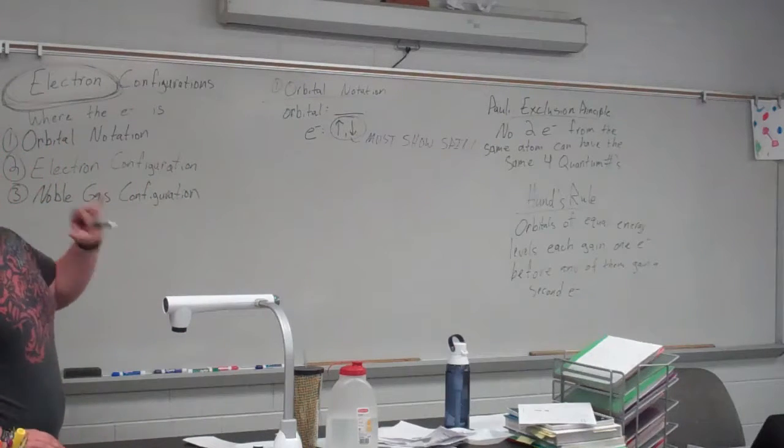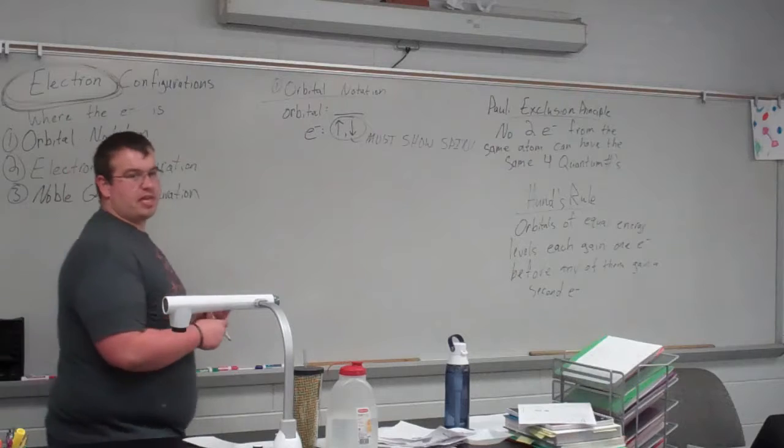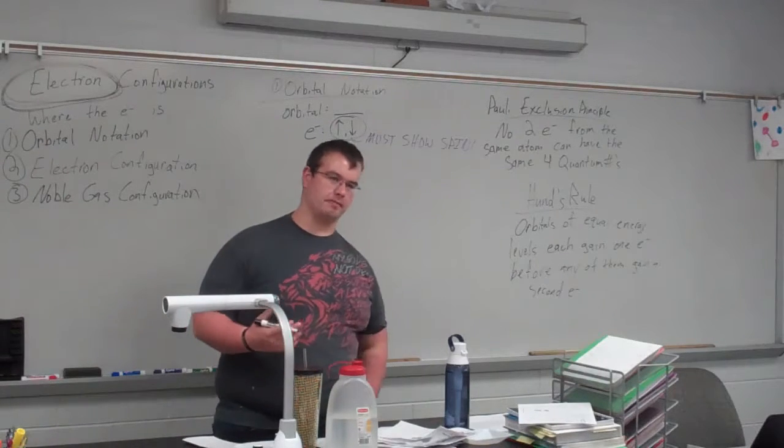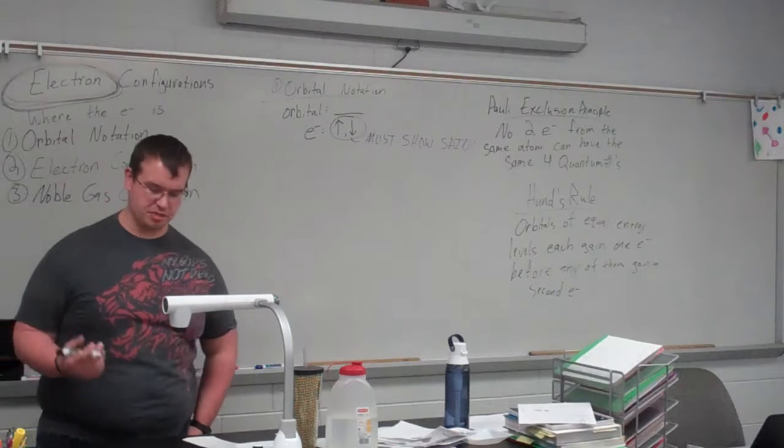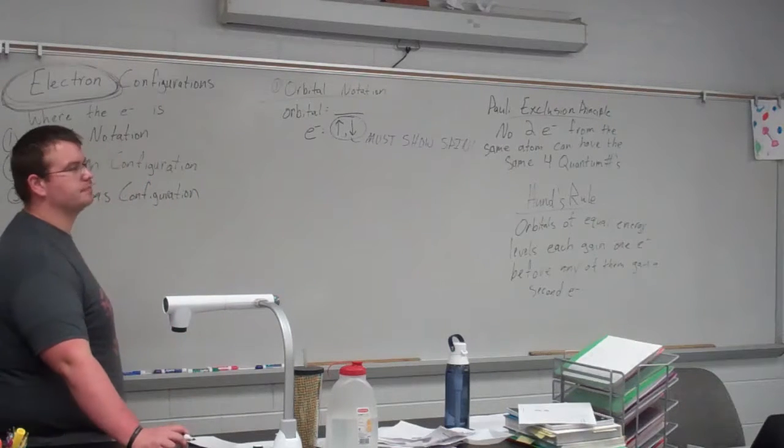Those are for electrons that are in the same orbitals. They have to point in opposite directions. Why do they have to point in opposite directions? What do like charges do? Attract or repel?